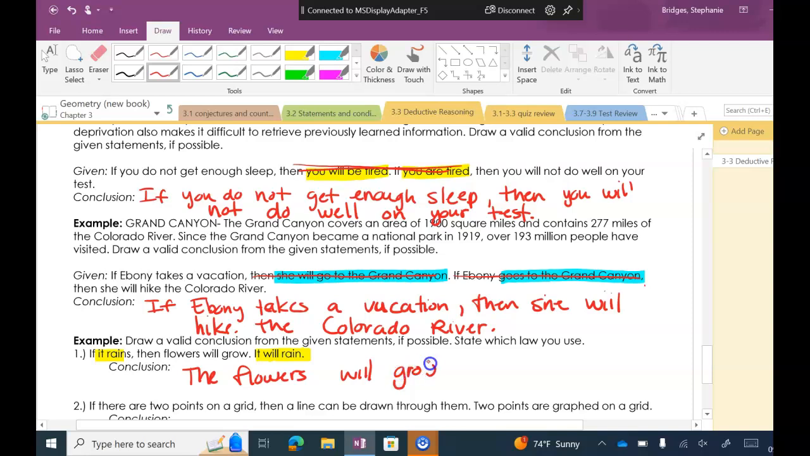And you're going to have to say on the quiz whether that is detachment or syllogism. Because it is just one if-then statement, that is detachment. I know it doesn't ask us for that here, but we're going to have to do that on the quiz. You're going to have to tell me which one it is. Is it detachment or is it syllogism?